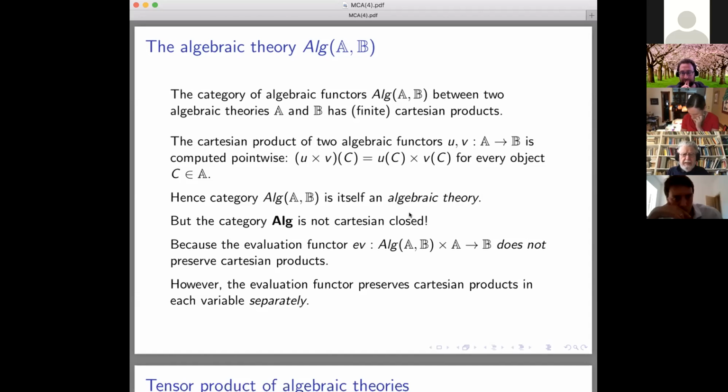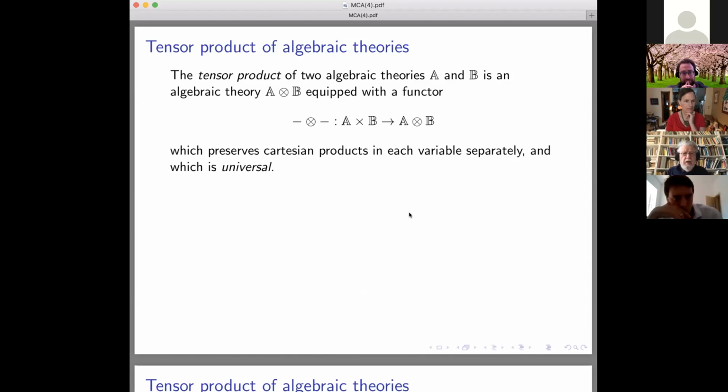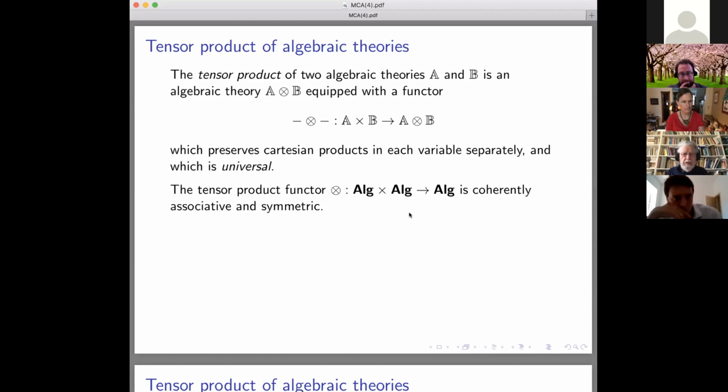And so you have to correct that, and you can introduce a tensor product between algebraic theories. If you have A and B two algebraic theories, the tensor product of A and B is an algebraic theory A tensor B equipped with a functor which preserves Cartesian products in each variable separately, and which is universal. So the definition is very much like defining the tensor product of two modules or two abelian groups, and it just works. And the tensor product obtained this way is canonically associative and symmetric.